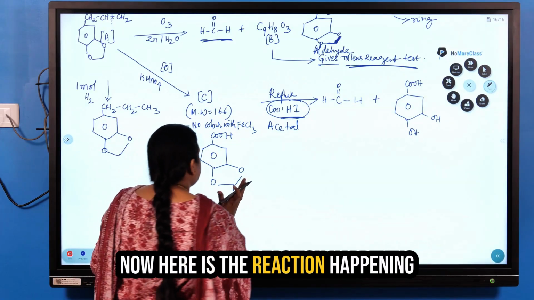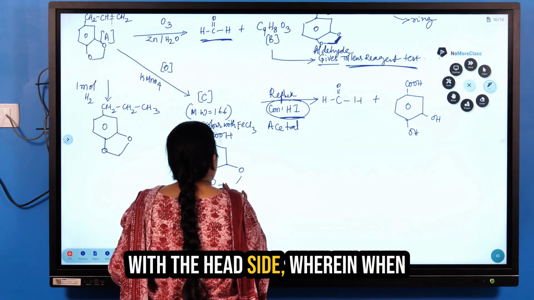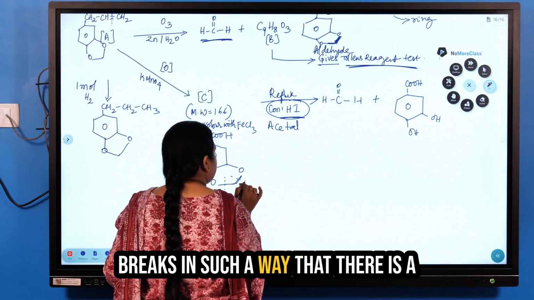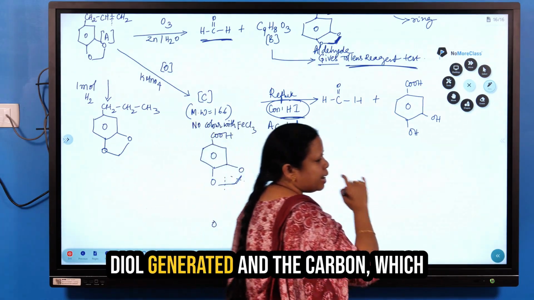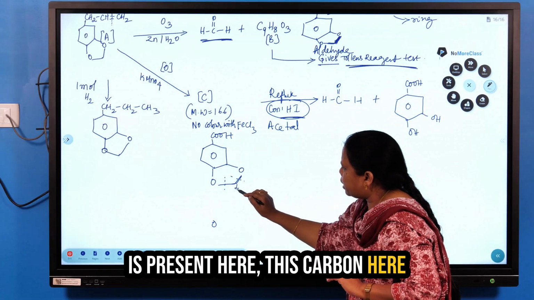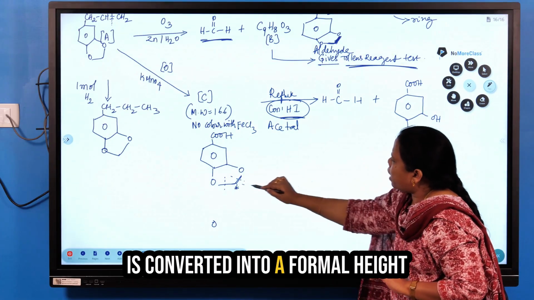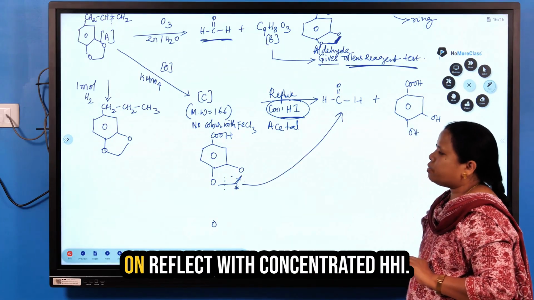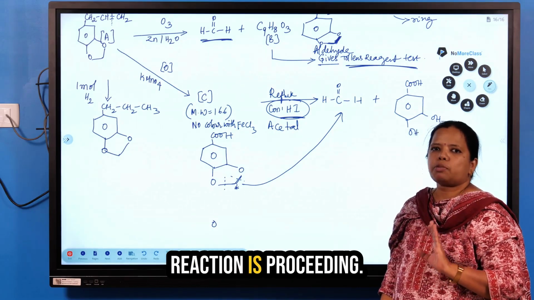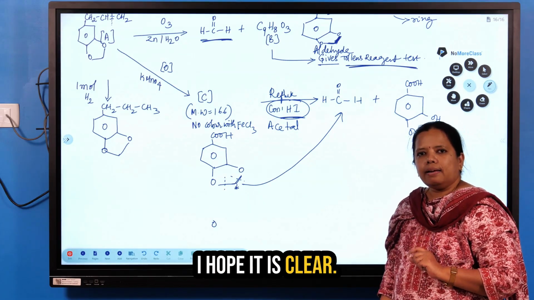Now the reaction happens with HI, wherein the acetal bond has to be broken. It breaks in such a way that a diol is generated, and the carbon present here is converted into formaldehyde on reflux with concentrated HI. So this is how the reaction is proceeding. I hope it is clear. Thank you.